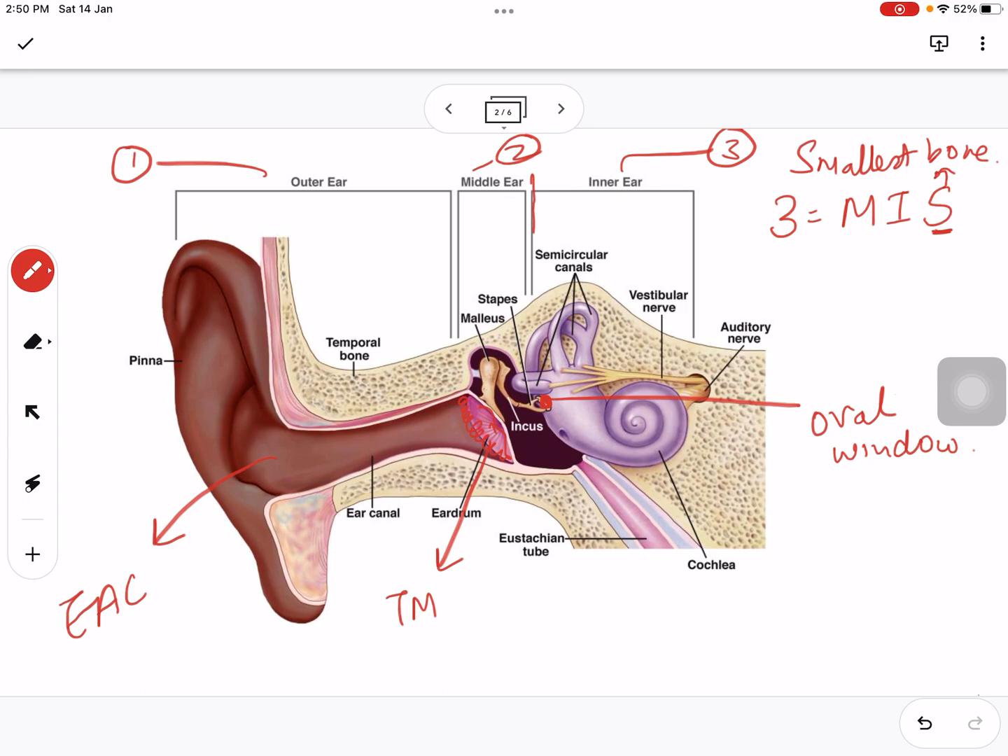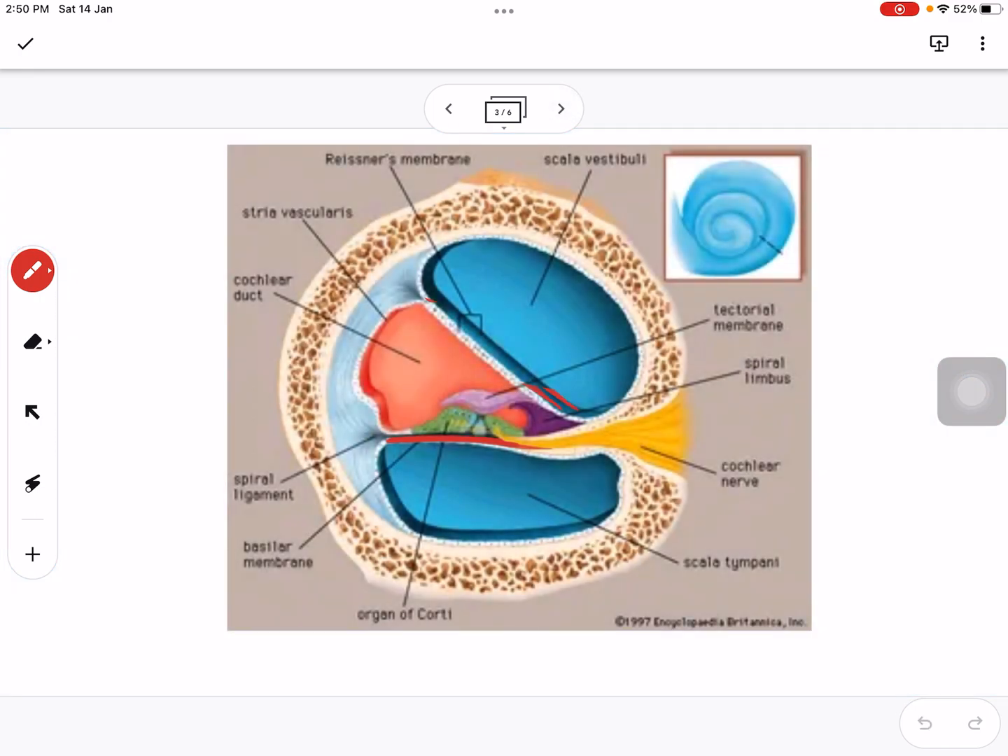Right? These semicircular canals here on the top, these form the vestibular apparatus, three semicircular canals, and here the snail-like structure, right? This forms your cochlea, right? Next, let us see the cross section of cochlea.